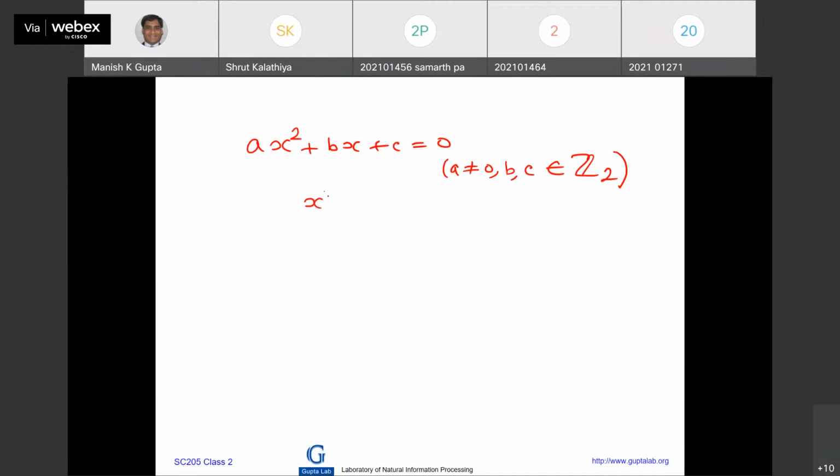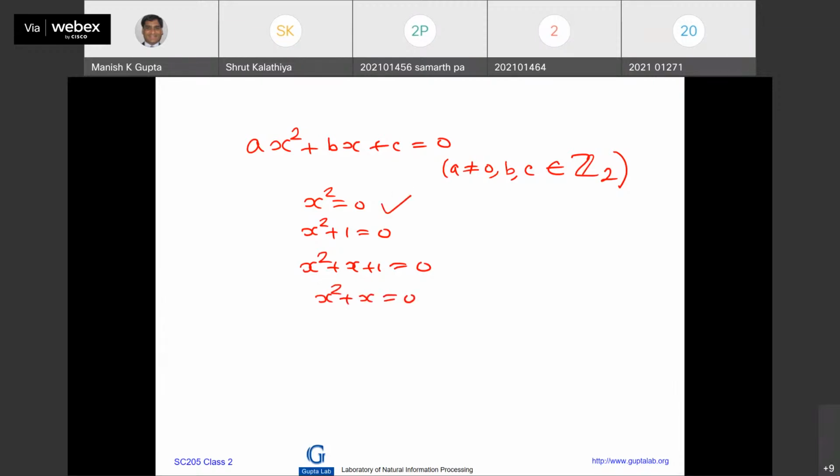For example, x square is equal to 0. You know what the roots are? 0 is a double root there, right? Then x square plus 1 is equal to 0. x equal to 1 is a root. Again, this is a double root, right? What else? Any other equation? x square plus x plus 1 is equal to 0. And one more? x square plus x is equal to 0.